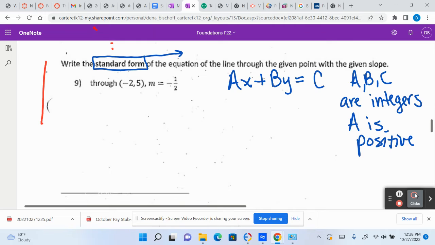Okay. What do you got? Eric, are you doing this one? No? Okay. Gavin, go ahead. I just didn't want to steal that. Y minus 5 equals negative 1/2 times the quantity x plus 2. Awesome. I love it. Keep going.